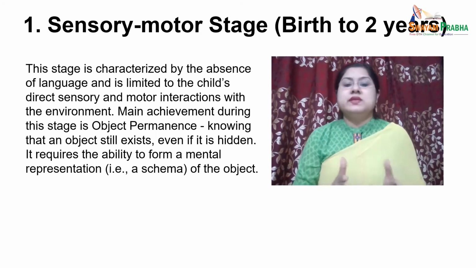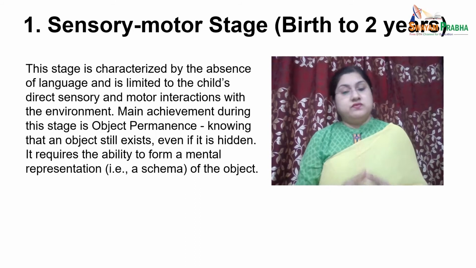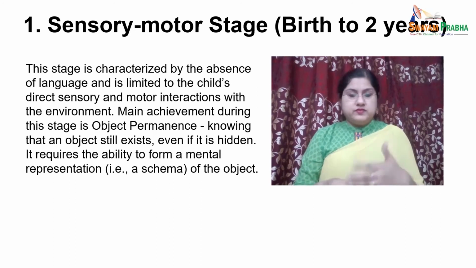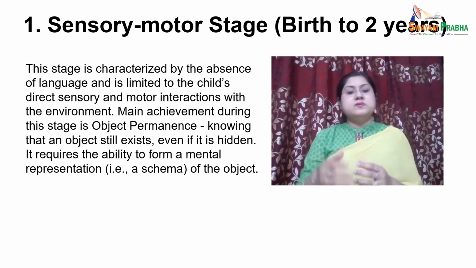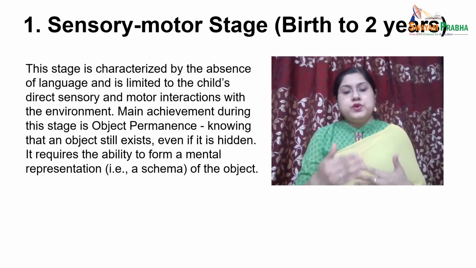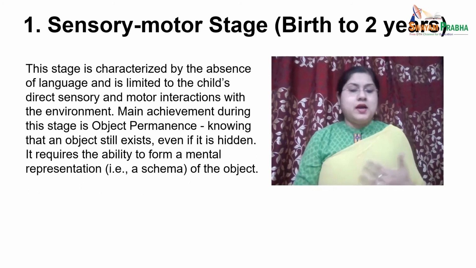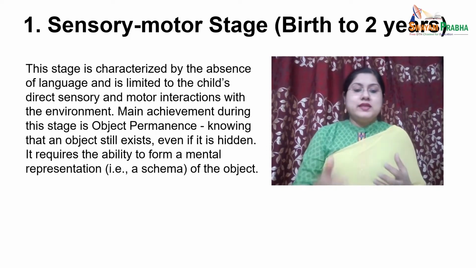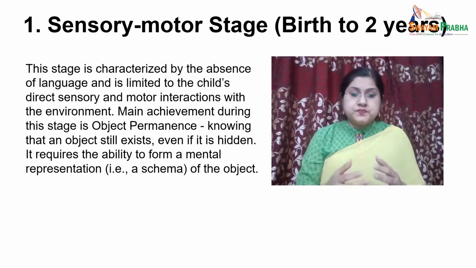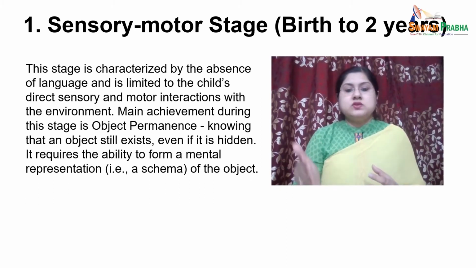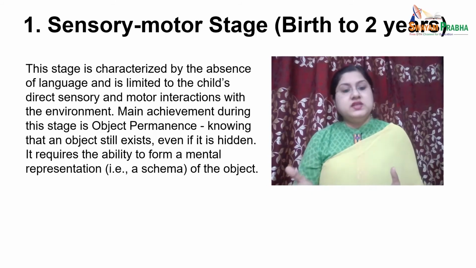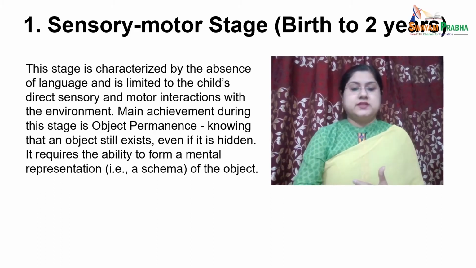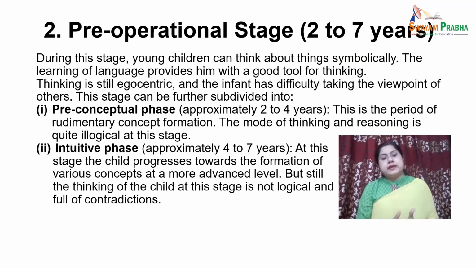It requires the ability to form a mental representation, which is basically the schema, which we have already discussed. That is why all those terms were discussed earlier, because now we are going to see how these terms, the schema, adaptation, assimilation and accommodation, play a role in the different stages of human development. So even in the first stage, it requires the ability to form a mental representation, or a schema, of the object.